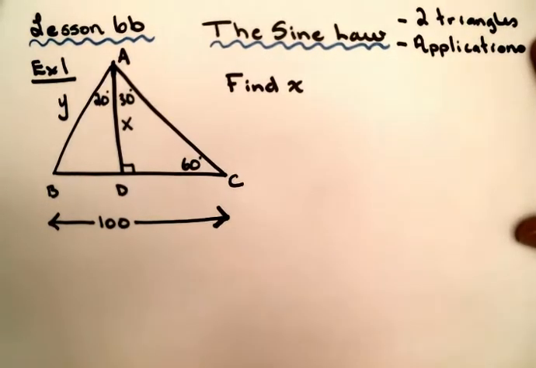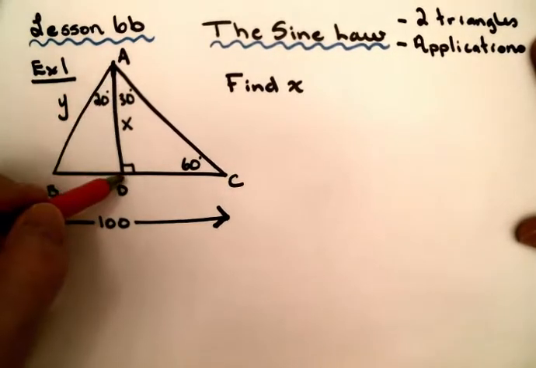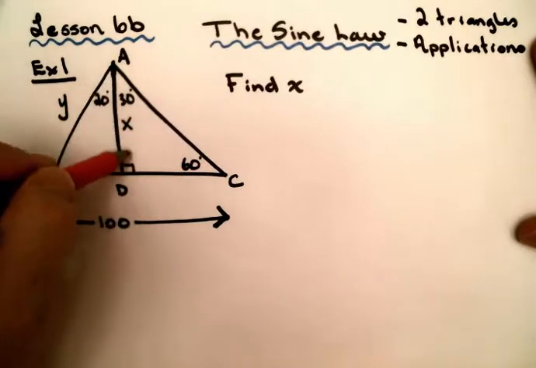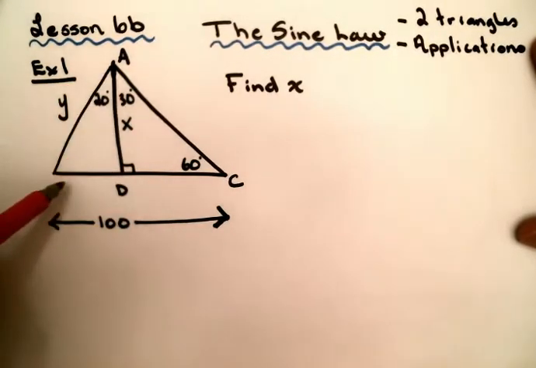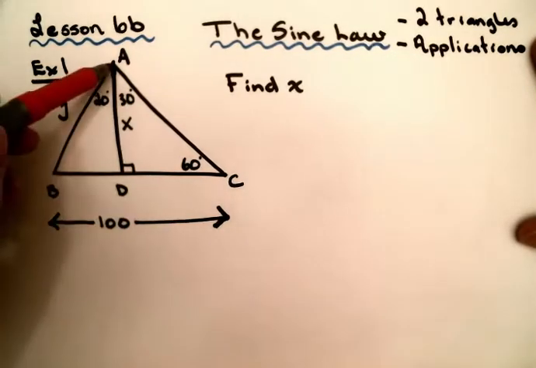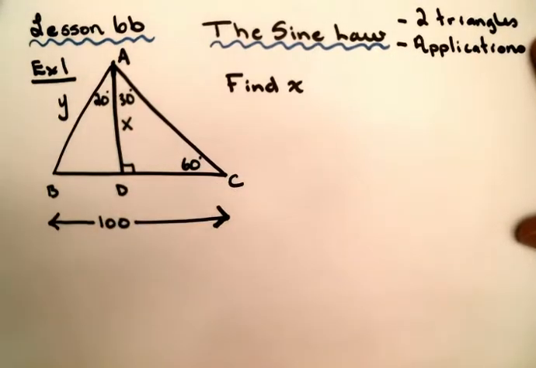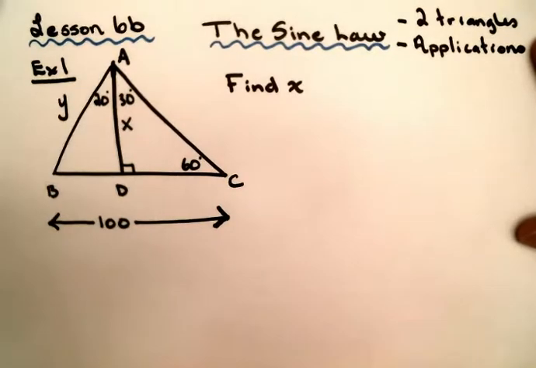Well, X is found in this triangle here, and that one seems to have the most information. It's also part of this triangle, but really there's only the 20-degree angle in that triangle. So let's start by seeing if we can do something with this triangle. And the first thing that comes to mind is this is a 90-degree triangle. So you're thinking SOHCAHTOA, your primary trig ratios, or maybe Pythagorean theorem.